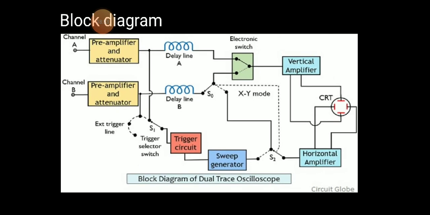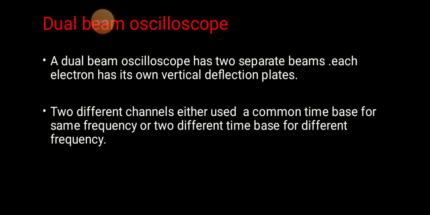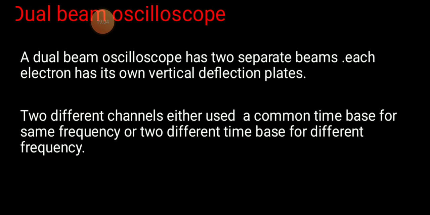So next, you are going to use the dual beam oscilloscope. So what is that dual beam oscilloscope? A dual beam oscilloscope has two separate beams. Each beam has its own vertical deflection plates. The two different channels either use a common time base for the same frequency, or two different time bases for different frequencies.